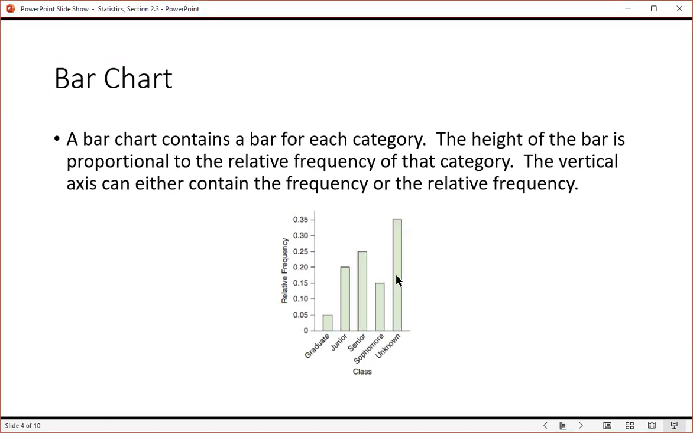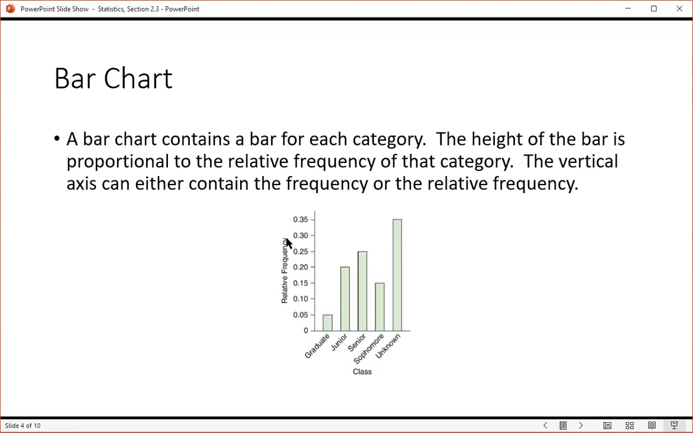Okay, so the way to look at that is that this bar right here is 35% of all of the data. This bar here is 25% of all of the data. And the difference between their heights is the difference between 35% and 25%. Okay, they're proportional to the size that they make up of the whole.